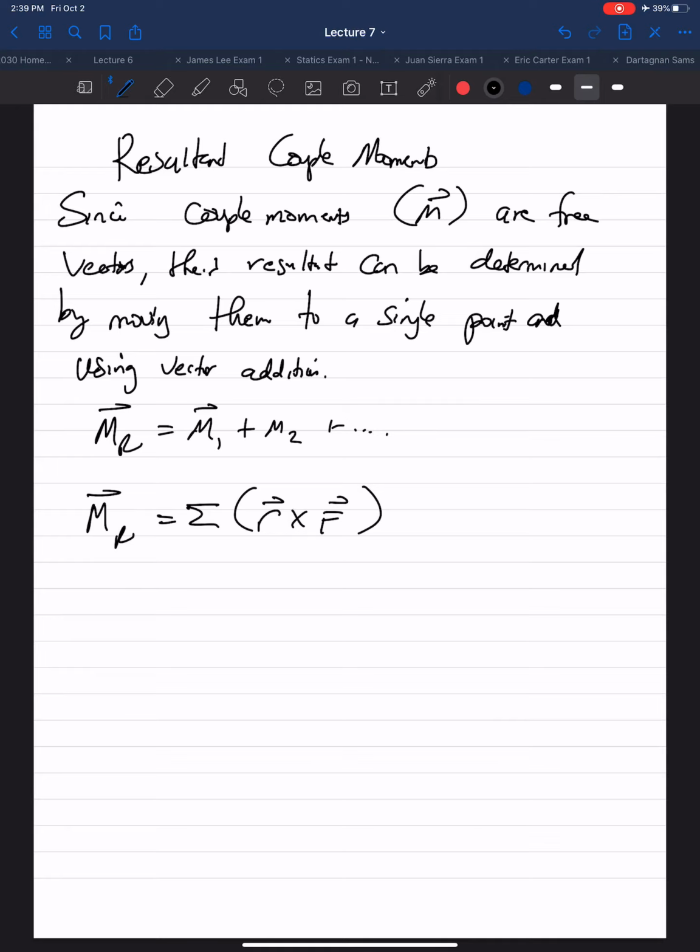Take a look at a quick example on page 112 of the text, example 3-10. It says here, determine the resultant couple moment of the three couples acting on the plate in figure 3-30. We draw it right quick, a square and a triangle, basically.